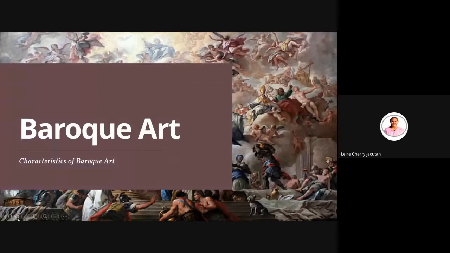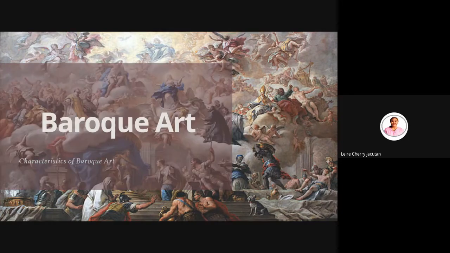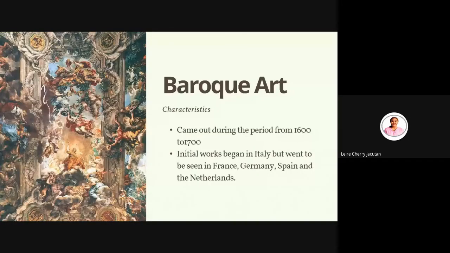So sabi natin, na-reach ng Renaissance yung kanyang zenith nung late 1500s. So nung pumasok yung 1600s, which is the Baroque period, yun na yung talaga pinaka-kasagsagan, pinaka-rurok ng lahat ng mga klase ng art. Kaya pinakabonggang mga paintings, pinakabonggang sculptures makikita natin sa Baroque period. So it came out during the period from 1600 to 1700s, and initial works began in Italy but went to be seen in France, Germany, Spain, and the Netherlands. So usually mga European countries doon nag-originate yung Baroque art.